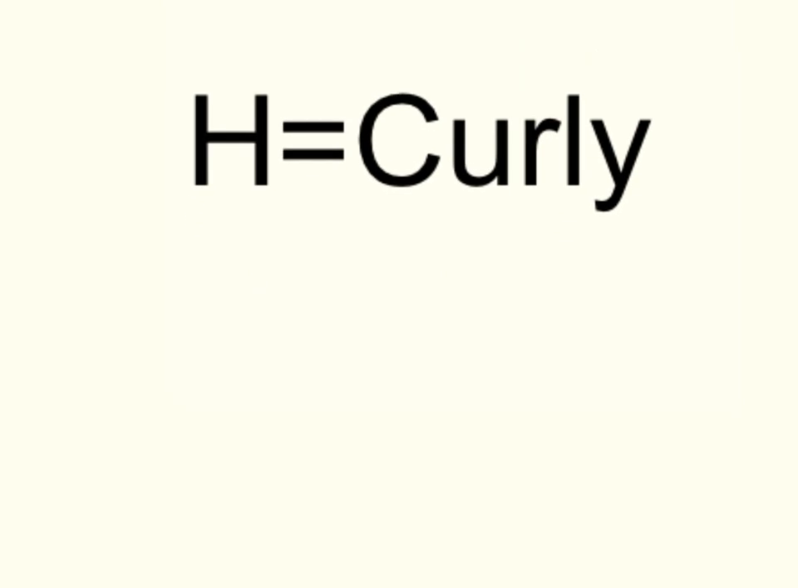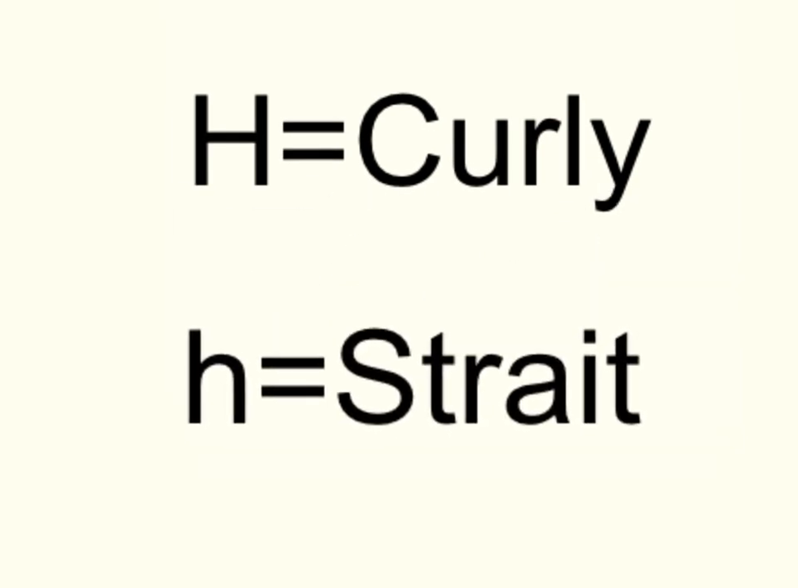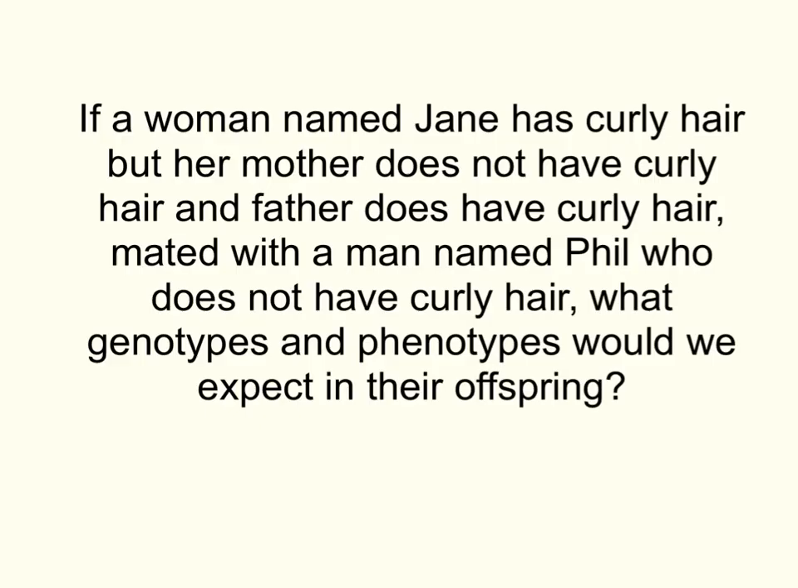Now we're going to look at a slightly harder problem. In humans, curly hair is a dominant trait to straight hair. We will use the big H to denote the allele of curly hair, and the little h to denote an allele of straight hair for the next couple of problems. Let's look at this question.